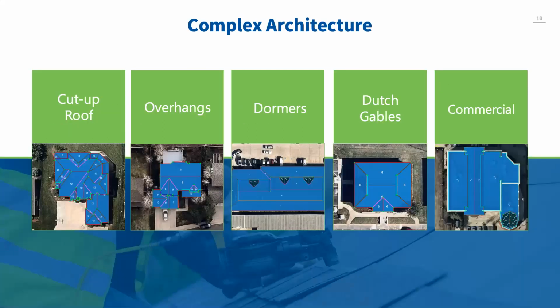Complex architecture: in RoofSnap, we can account for a very wide variety of roof architecture. Complex roofs, if you've got a real cut up roof, a lot of overhangs, Dutch gables, even if you have commercial roofs that are both flat and sloped roofing, you can account for all of those different types in RoofSnap.